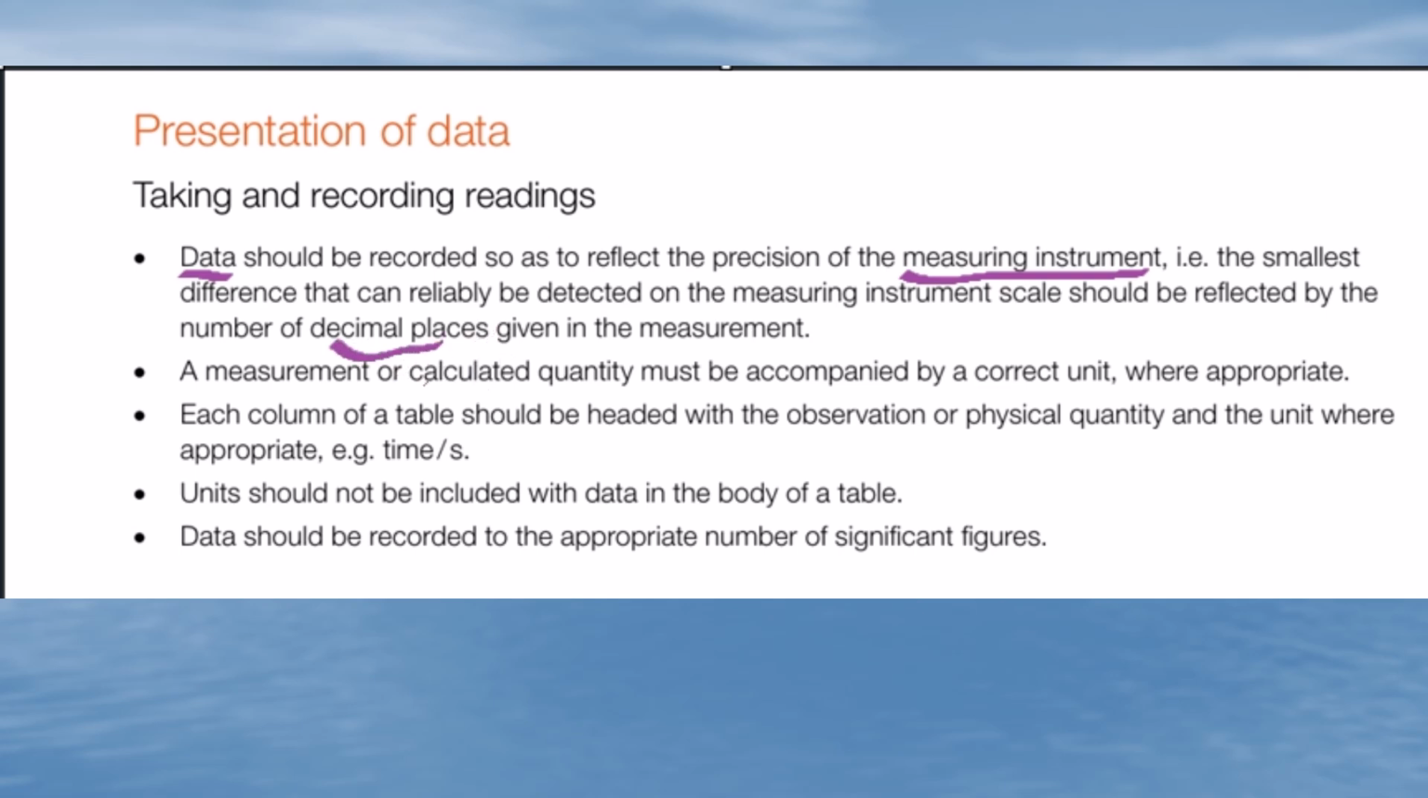Any measurement or calculated quantity must be accompanied by the unit. Always use a unit whenever you can. Each column of a table should be headed with the observation or physical quantity and the unit where appropriate. Units should not be included with the data in the body of the table, they should be in the header. And again, data should be recorded to the appropriate number of significant figures, especially if you're using a calculator. Think about this.